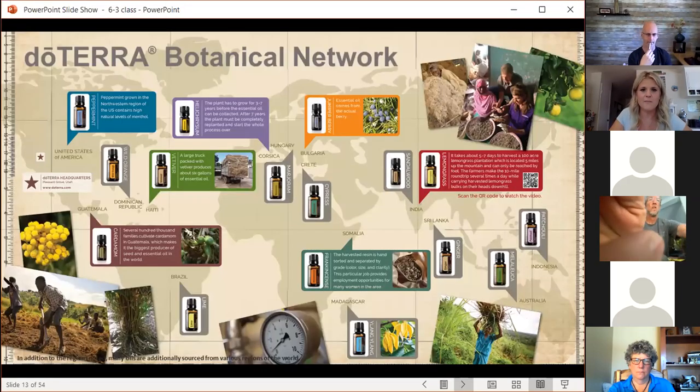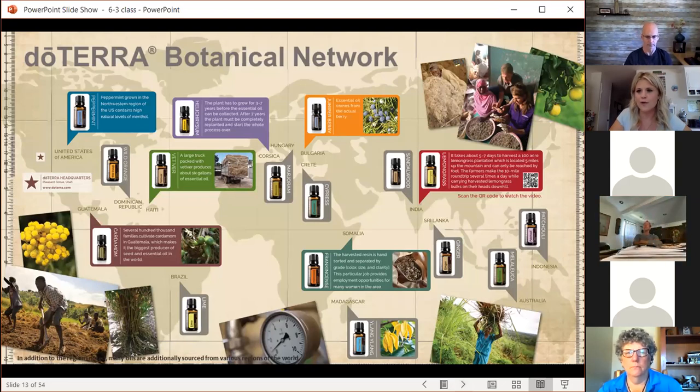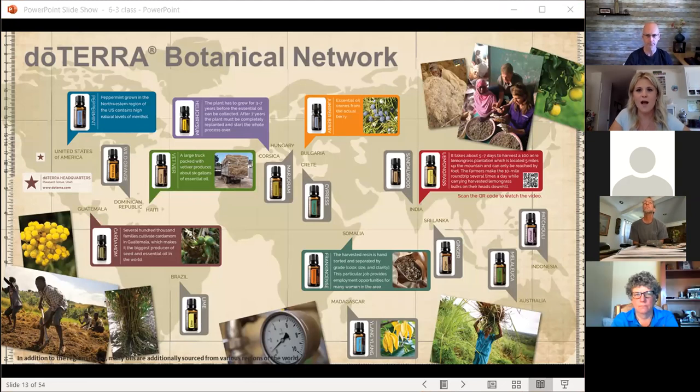So here's just a little map that I thought would be fun to throw in of doTERRA's botanical network for you. It just gives you a quick idea of where some of our essential oils come from throughout the world. And again, we're looking at what region these oils and plant materials grow best in. And so not only was it important for doTERRA to establish a global network of professionals who can help produce a high quality of essential oil.